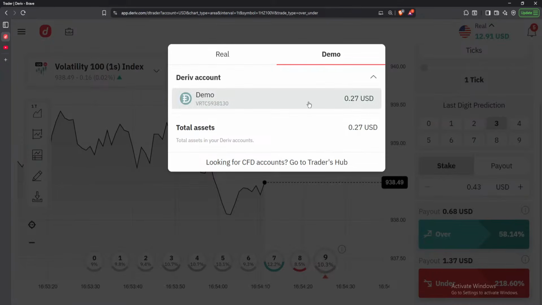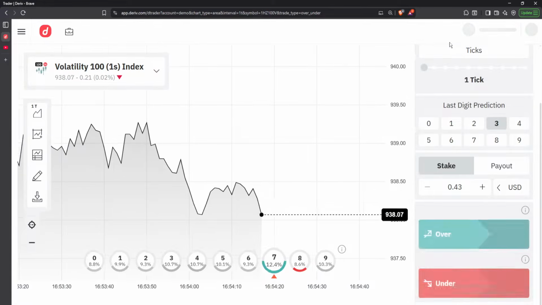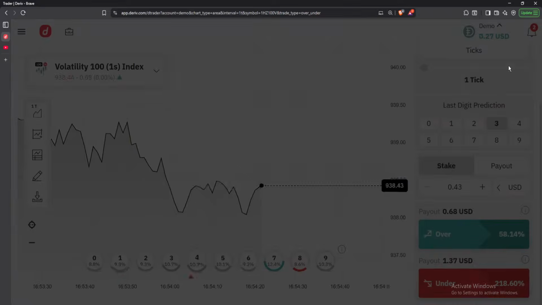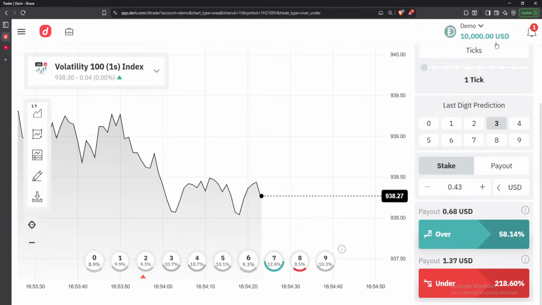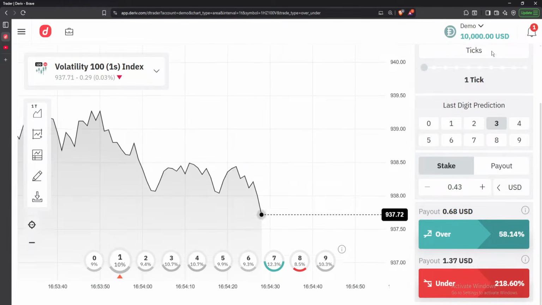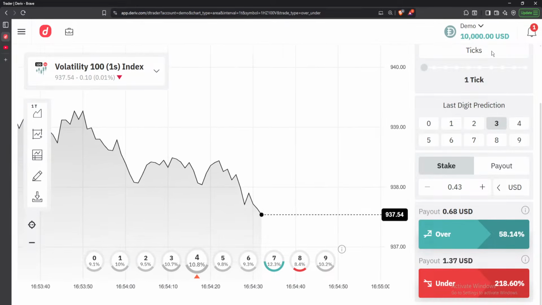All right, now let me use my demo account to illustrate something right here. Let me show you something, guys. Let me reset it. The reason you can see the balance is 0.27 is because I was making a video whereby I was illustrating if you can actually grow a $0.35 account. If you have not watched that video, you're missing out.